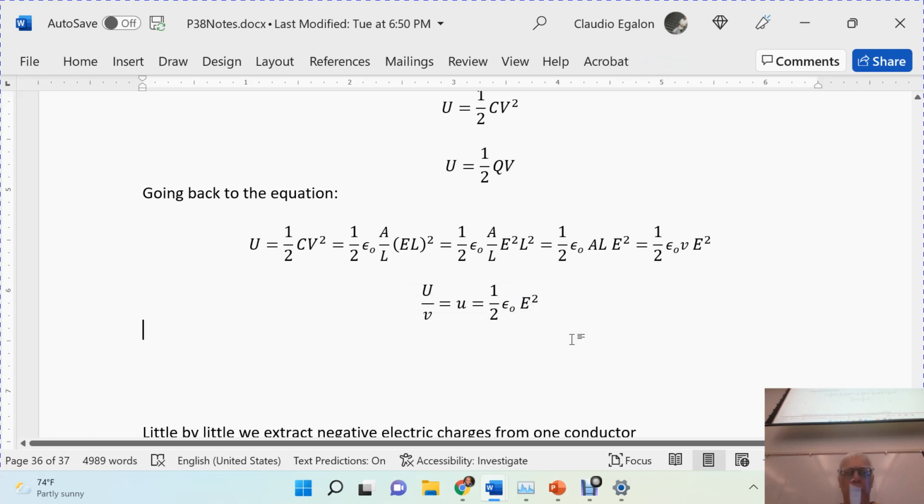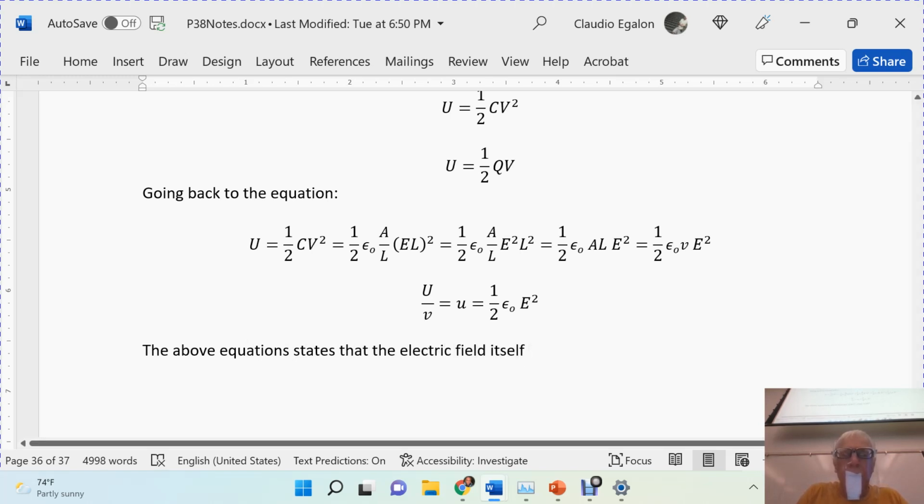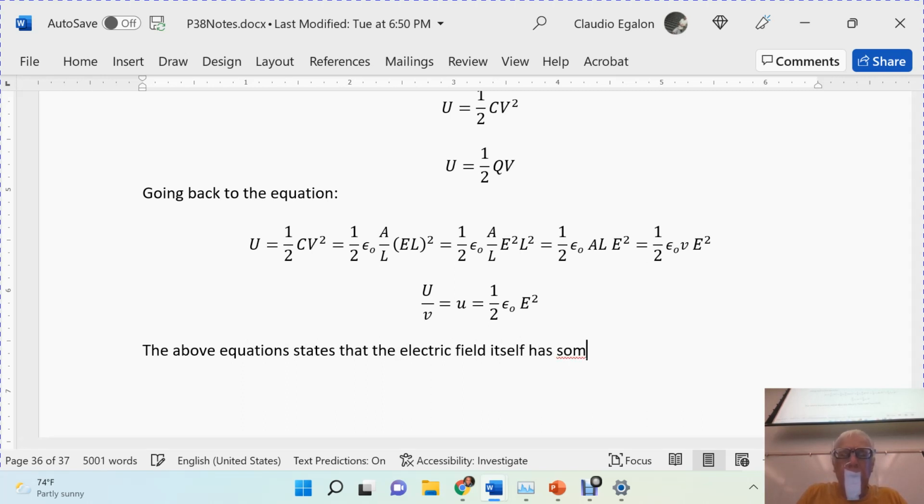So what we can say from the above equation is that the electric field itself has some energy stored inside it. Okay?